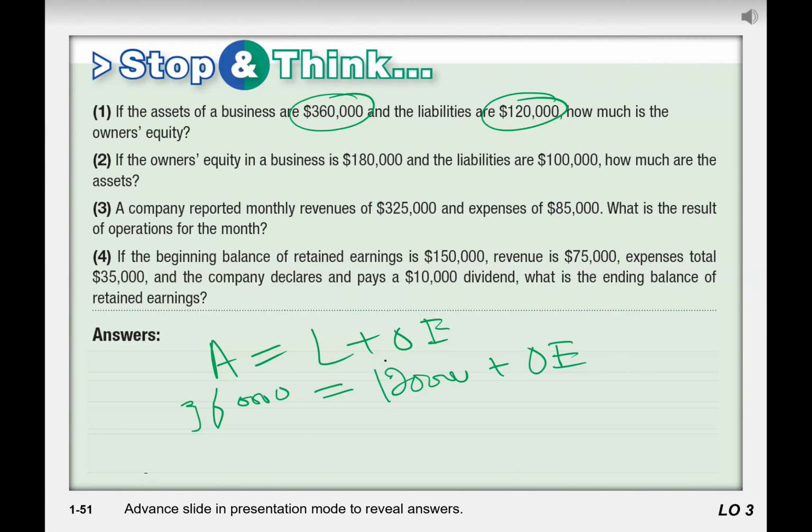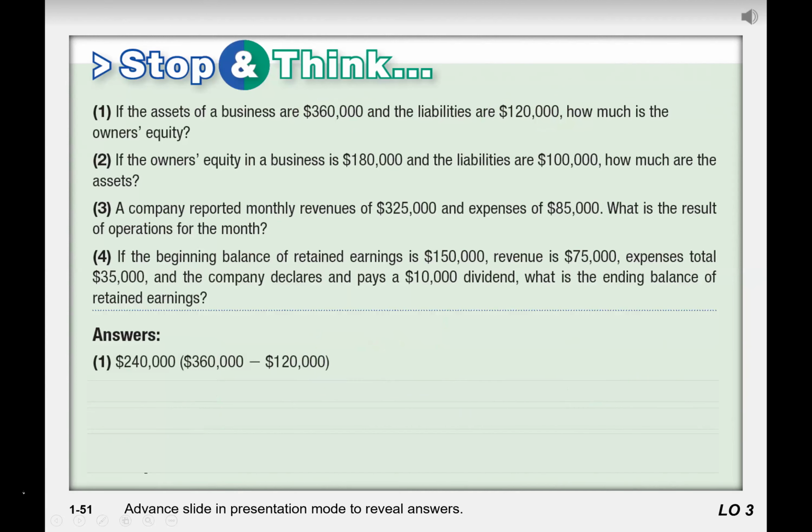So how can you find it out? Take this to the other side. Here this is positive, over there this will become negative. So owner's equity would be 360,000 minus 120,000. What is the answer? 240,000. So our owner's equity would be 240,000 for number 1. Right, guys?